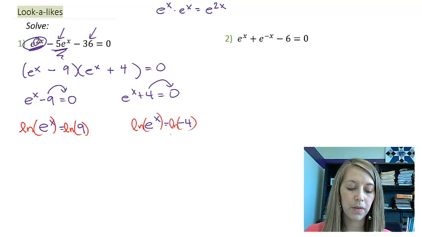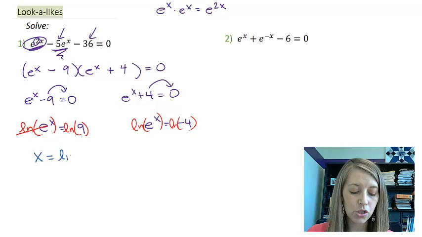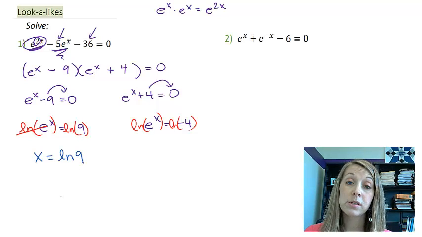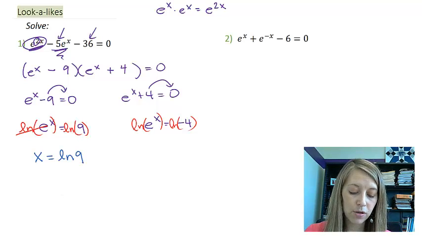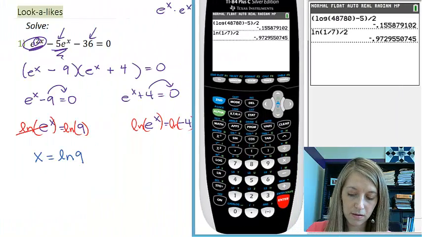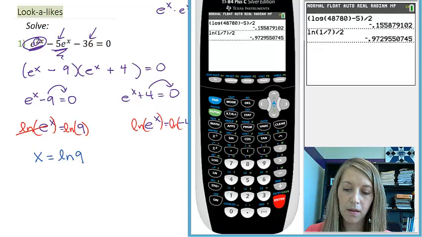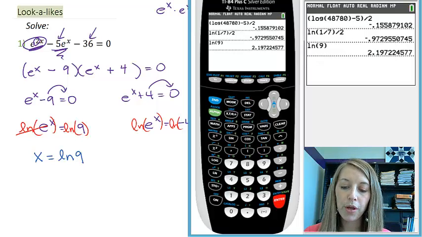equation there too. On the left, my natural logs and e's cancel out, and so that gives me x is equal to natural log of 9. So that's my exact answer. If I were to punch that in my calculator, natural log of 9, my approximate is 2.197.